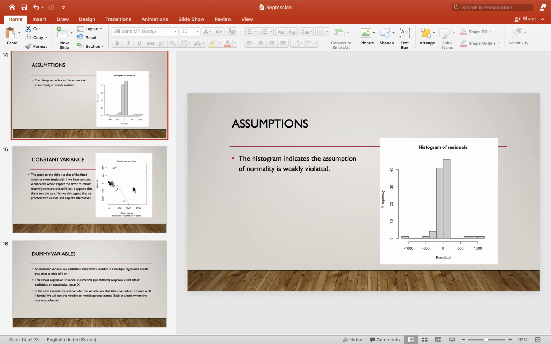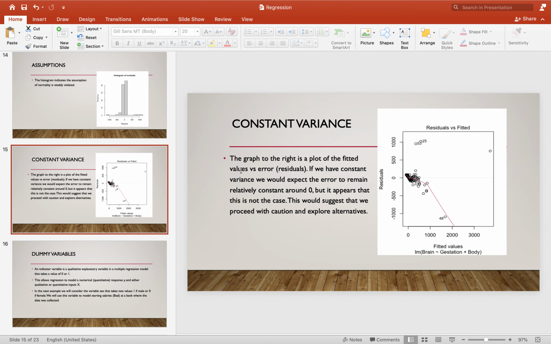And now let's look at the assumption of constant variance. That is, as any of the x variables change, we'd like to see the residuals line up all about 0 at this dashed line. Now, I want to add that this red line here is imposed by the statistical software. This red line can be deceiving, and you should mainly look at the dots. Okay. If we have constant variance, we expect the error to remain relatively constant at 0, but it appears that this is not the case.